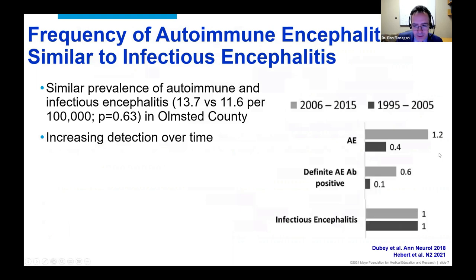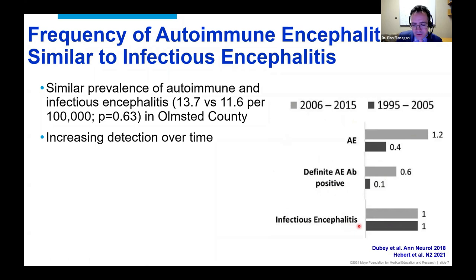We did a study in Olmsted County, which is the county where Mayo Clinic is located in Minnesota. And what we found was that over time, autoimmune encephalitis diagnosis was becoming more frequent. And indeed, autoimmune encephalitis was similar in frequency to infectious encephalitis overall. And the increase over time was due to these new antibodies being discovered. So what this means is that we're getting better at picking up cases of autoimmune encephalitis, and now we can diagnose and treat these patients.